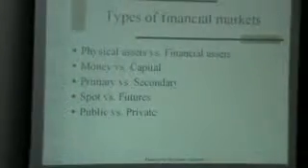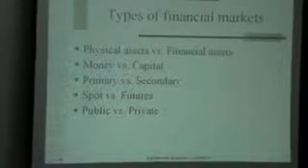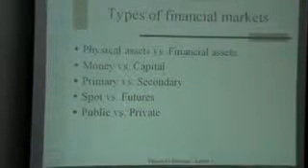Then a distinction can be made in the financial markets based on the delivery of the goods. If the goods are delivered on the spot, where you pay for the goods and you receive the goods on the spot, that is the spot market. A futures market is where you pay on a certain date, but the goods will be delivered to you at a future date.